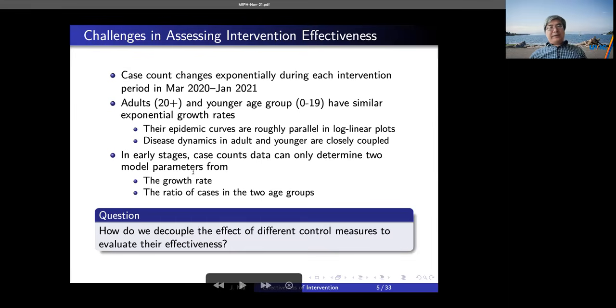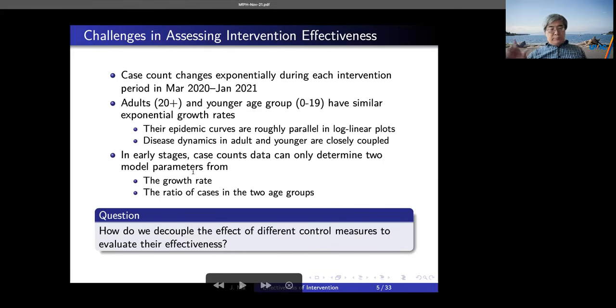Then how do we decouple the effects of different control measures? For example, school closures, school openings. There are others like social distancing, wearing masks, contact tracing. They all contribute to the change in the growth rate.